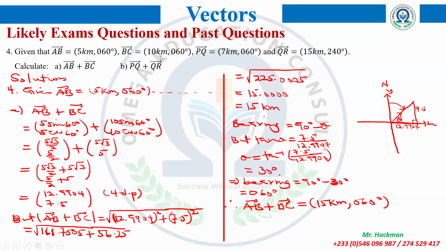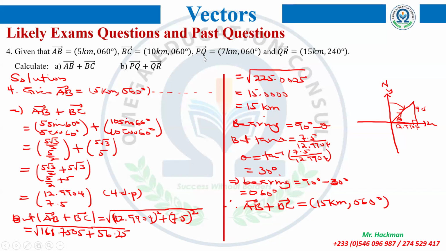In this case, I will know that AB plus BC will give me the same bearing as this. So I know the bearing, but how do I get the distance? The distance will be the sum of the two distances, so it will be 5 plus 10, which gives me 15. So I know straight away that this would give me 15 km, comma, 060 degrees.